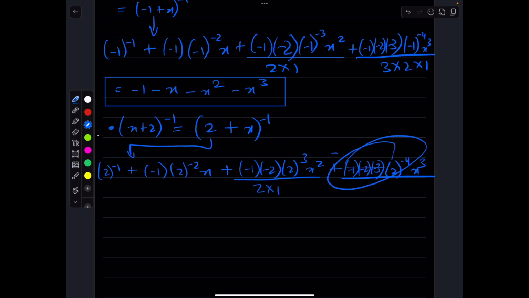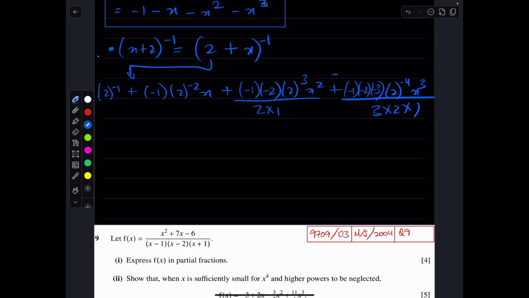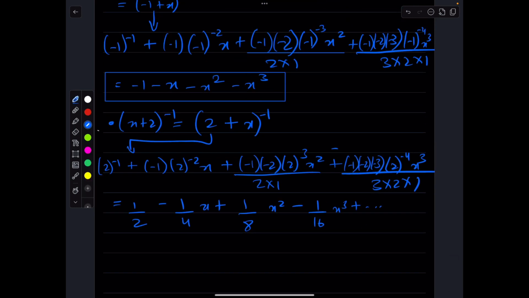This is the term with nC3, thus 3 into 2 into 1. And then I'll simplify each of these separately. So I'll have a half minus 1/4 x plus 1/8 x square minus 1/16 x cube plus so on, because it's not a complete expansion. You are only asked to expand till x cube, and you did that in this case too.